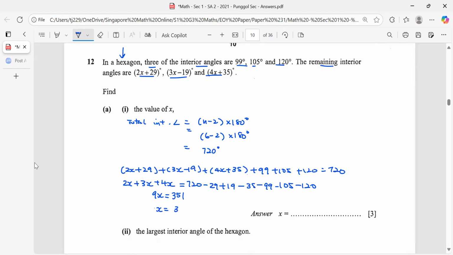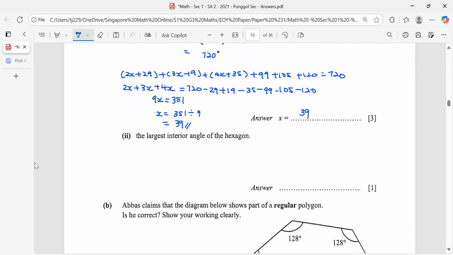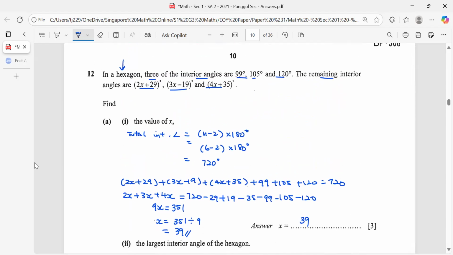So from here, we can find the value of x, 39. All right. Now, next, let's take a look at the largest interior angle of the hexagon. So what is the largest interior angle of the hexagon? Let's do a comparison. We have the known ones, the largest interior angle will be 120. It's definitely not going to be 99 and 105.